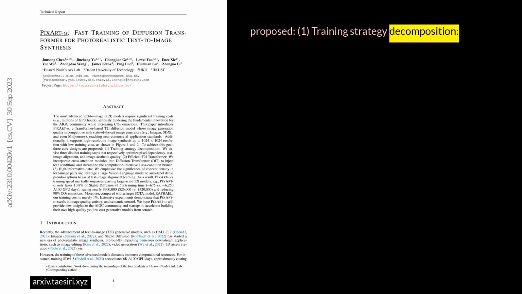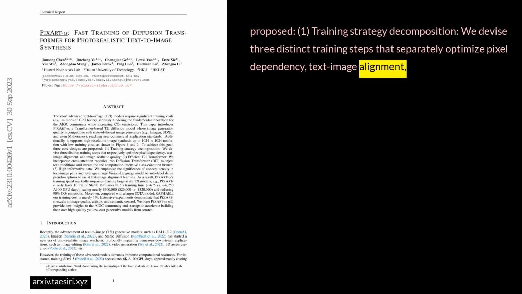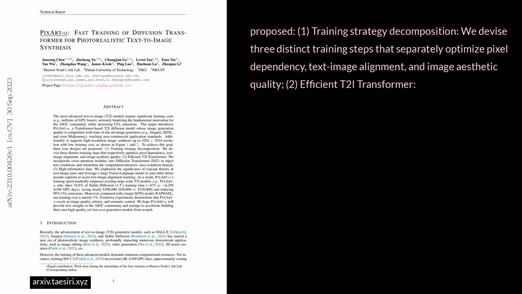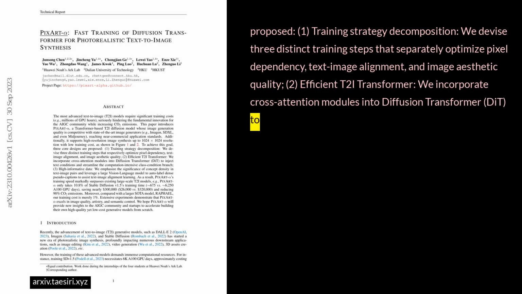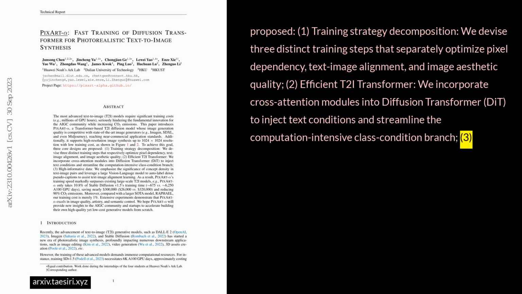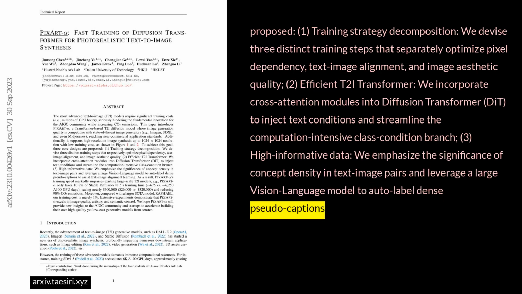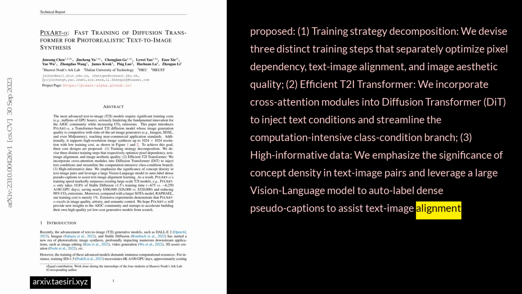1. Training strategy decomposition. We devise 3 distinct training steps that separately optimize pixel dependency, text-image alignment, and image aesthetic quality. 2. Efficient T2I transformer. We incorporate cross-attention modules into Diffusion Transformer, DiT, to inject text conditions and streamline the computation-intensive class condition branch. 3. High informative data. We emphasize the significance of concept density in text-image pairs and leverage a large vision language model to auto-label dense pseudo-captions to assist text-image alignment learning.